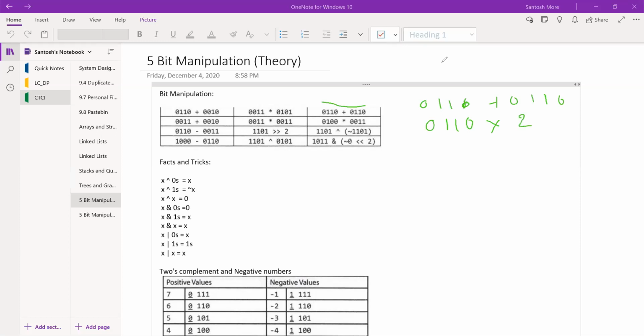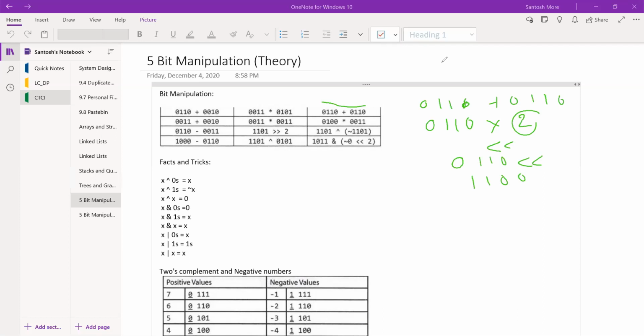In that case, we can say it is like twice of this, correct? This is in base decimal. When we multiply any of these numbers by 2, we know that we can use a left shift operator. So if we have 0 1 1 0 and we just shift it by 1, in this case it will be 1 1 0 0.